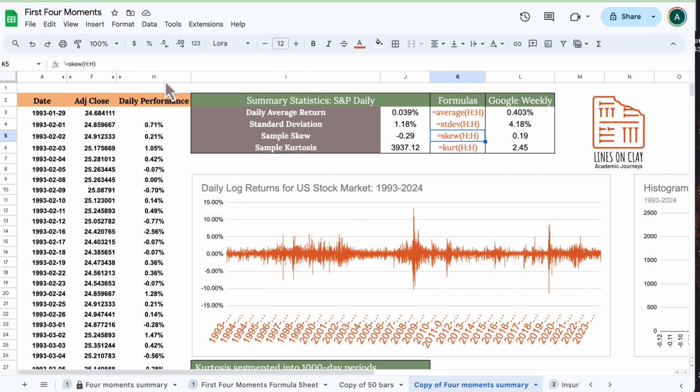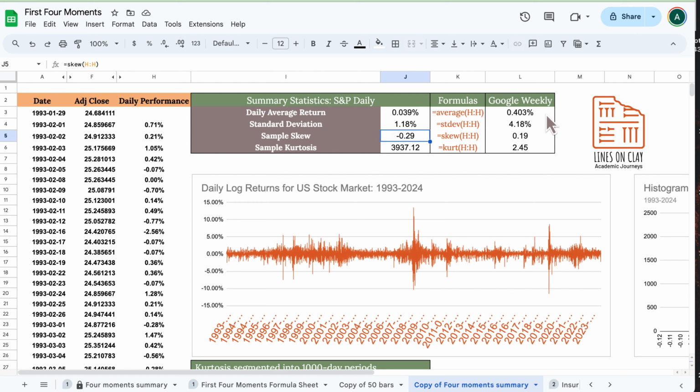Now, I do want to make a point here: both skew and kurtosis, the third and fourth moments, are unitless. Our daily performance is in percentage return. Like I had a 0.71% return on the first day of this investment period that I'm investigating. And when you look at the first 2 moments, they are in percent returns. It's like 0.039 per day, and 1.18% is the standard deviation. But I don't have percentages for either the third or the fourth moment.